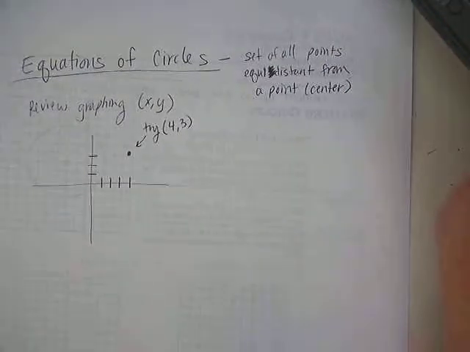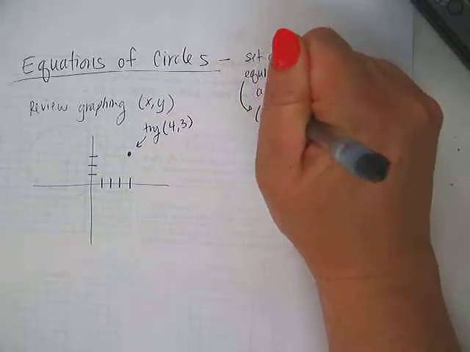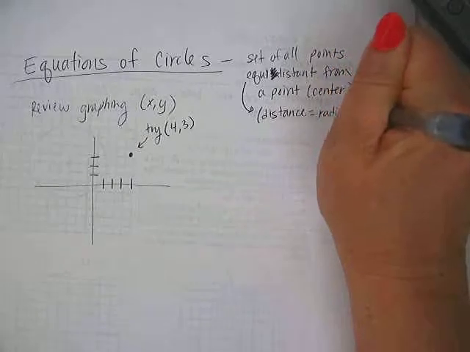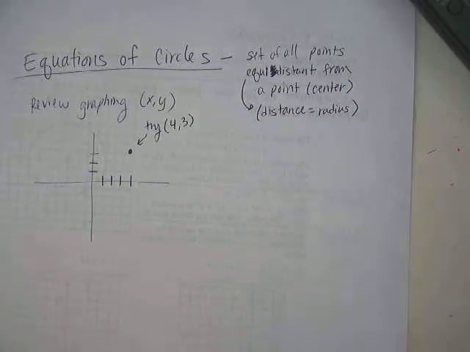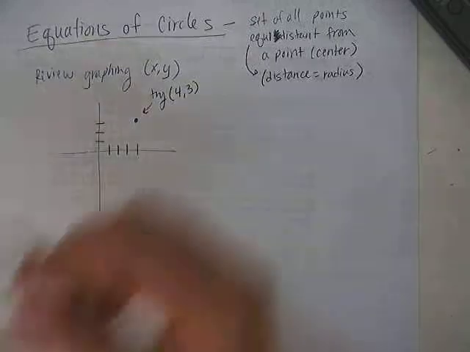And what is that distance called? Nope, it's called the radius, okay? So the distance that we go from the center is called the radius. So there are two very important things about every circle, and that is its center and its radius. Those are the two things that define a circle. Each circle has its own center and its own radius, okay?